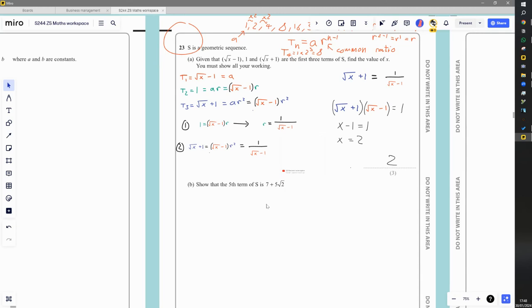So now we know that A is root x minus 1, and we know that R is 1 over root x minus 1. Then, hang on a second, we also know what x is, which is 2. So instead of writing x, let's write 2.